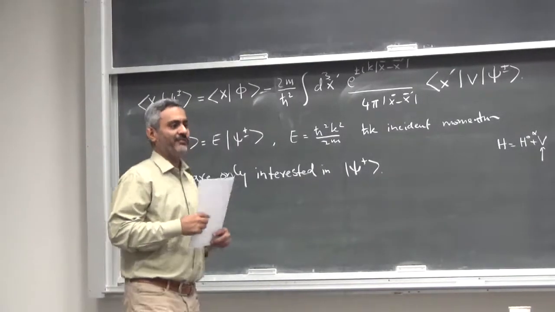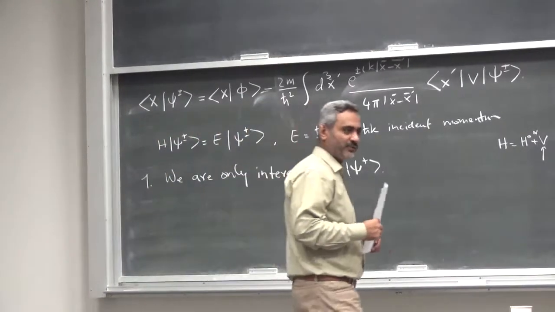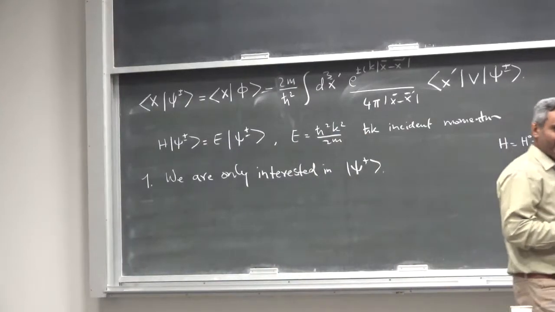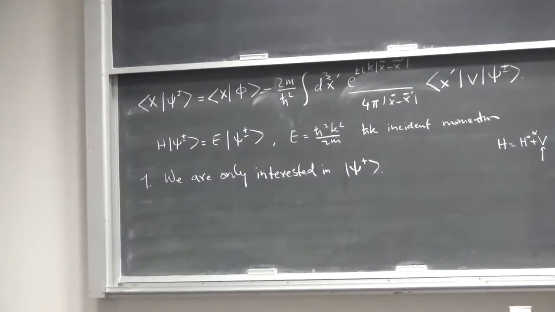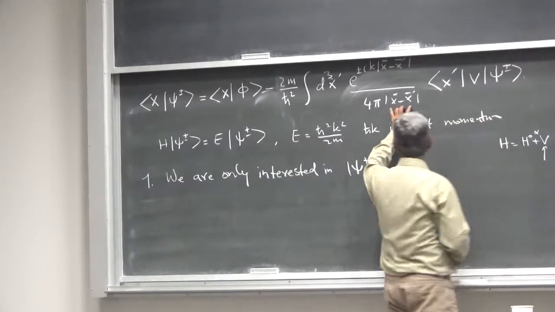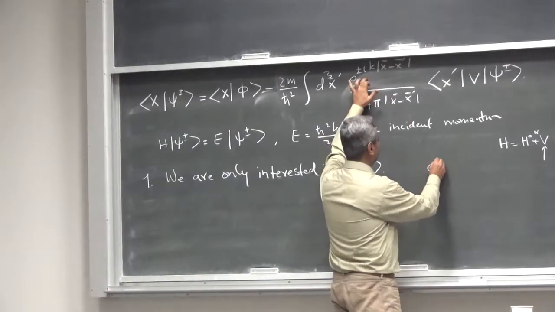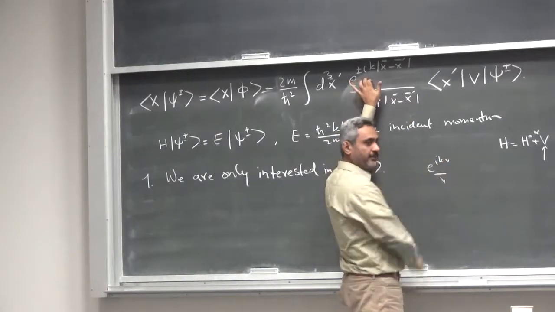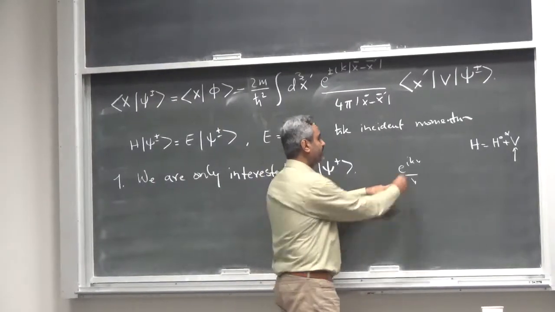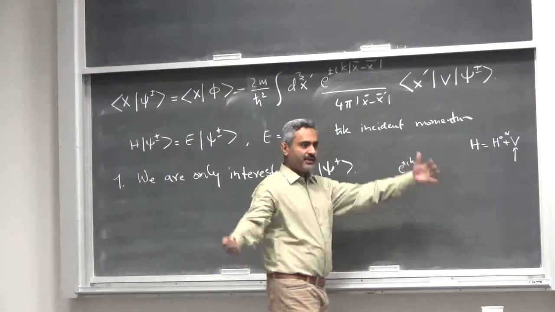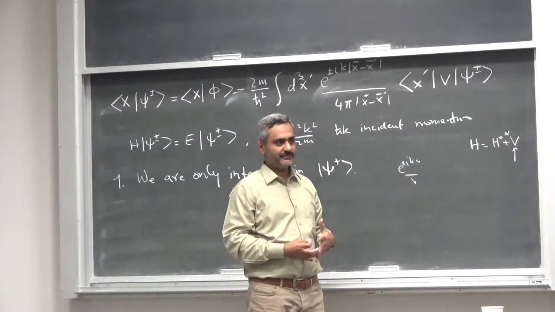It's the outgoing wave. Why would you be interested in the incoming wave? By the way, what is r minus r2? This is something like e to the i k r over r, right? And this is the Schrodinger wave. So plus means outgoing, minus means incoming, right?